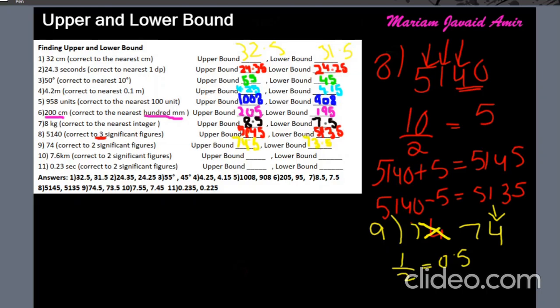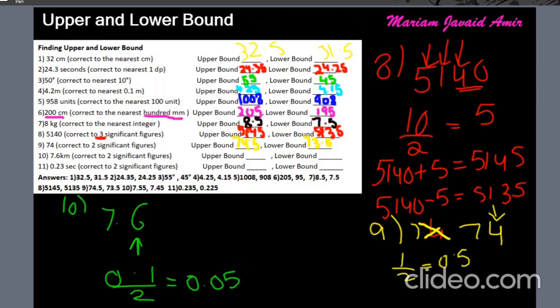Question part 10, which is 7.6 kilometers correct to the nearest 2 significant figures. Now again the second significant figure is 0.6, which is on the 10th position. So 0.1 unit place, 10th unit place, which is also 0.1 in decimals. So this divided by 2 becomes 0.05.